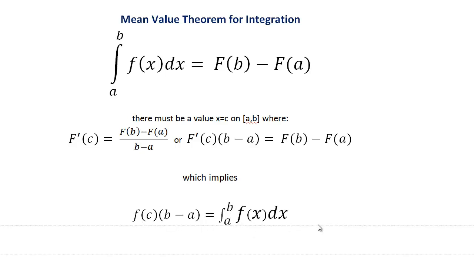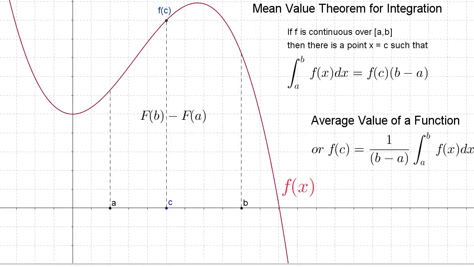So we can find that average value f of c by dividing both sides by b minus a, which gives us this formula here. The average value is equal to 1 over b minus a, 1 over the difference between the endpoints, times the integral over that interval from a to b.